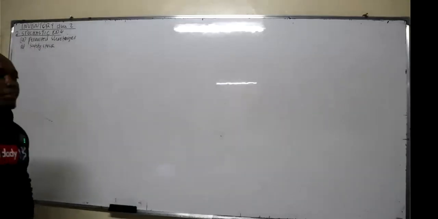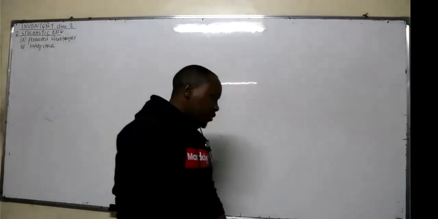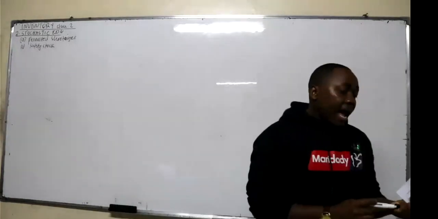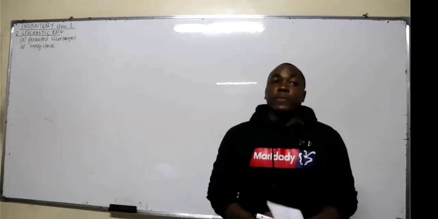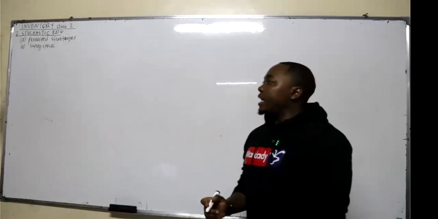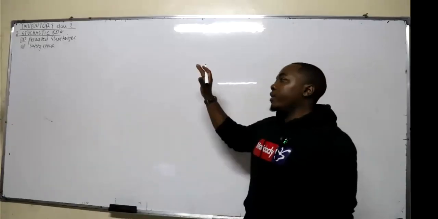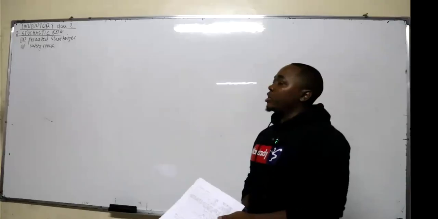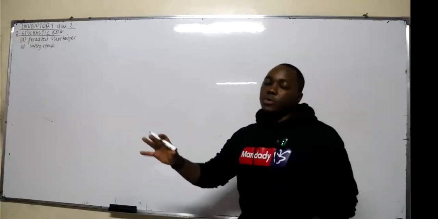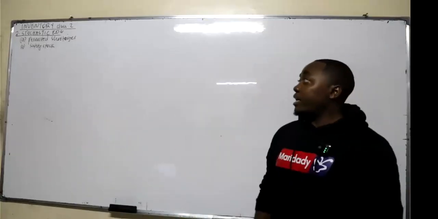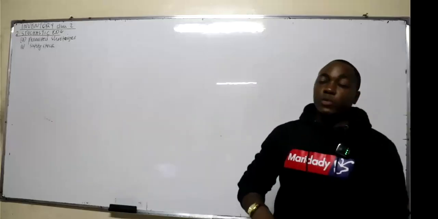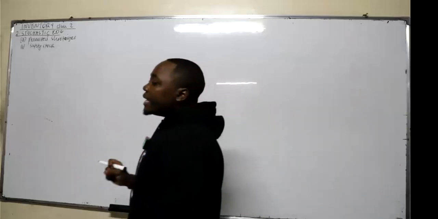Let's start with the first one, A, permitted shortages. What do you mean by permitted shortages? Now, permitted shortages, this is where the company will run out of stock intentionally. And this one will happen whereby the holding costs are too high compared with the shortage cost. When the holding cost is more than the shortage cost, that's why the company will employ permitted shortages, whereby the company runs out of stock intentionally.